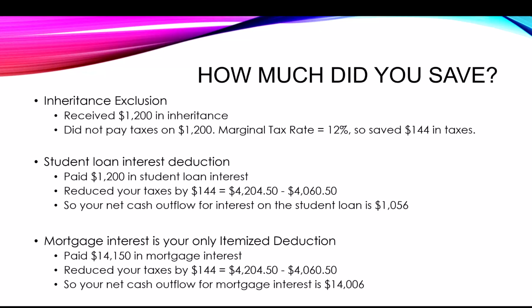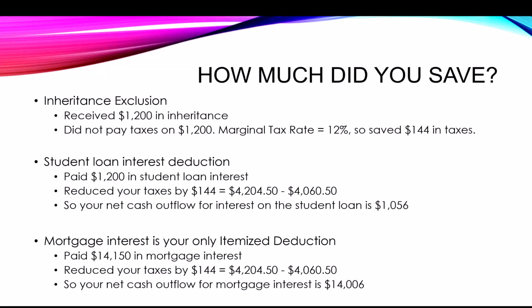In the last scenario, Amani needed to have itemized deductions that exceeded the standard deduction of $12,950. That means somewhere along the lines, he had to spend $14,150. In this case, I'm keeping it simple and suggesting that he spent it all on mortgage interest. That $14,150 paid to the lender for the mortgage interest only reduced his taxes by $144. So his net cash outflow for the mortgage interest is going to be $14,006.